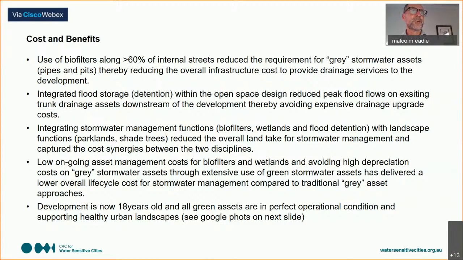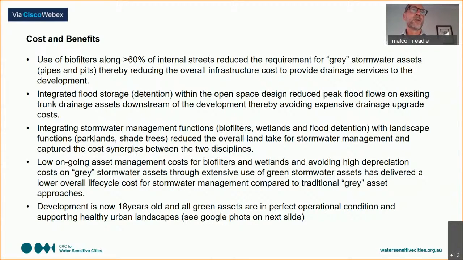Integrating flood storage detention requirements with the central open space design to reduce peak flows on the existing drainage assets downstream creates a significant avoided expense of having to upgrade ageing infrastructure downstream of a major renewal development such as this one. Integrating stormwater management functions such as biofilters, wetlands and flood detention with landscape functions. So as Carolyn mentioned earlier, it's not creating infrastructure, it's creating landscapes that function to provide infrastructure services is what we're really talking about.